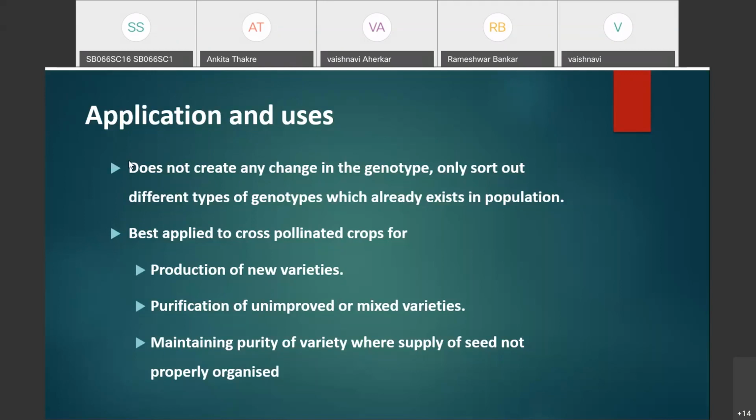Okay, this is the method which is best applied to the cross pollinated crops for the production of new variety, then purification of unimproved or mixed varieties, and the third one, maintaining purity of variety where supply of seed is not properly organized. This method is generally used in the cross pollinated crops for number one, production of new variety, number two, purification of unimproved or mixed varieties, and third, maintaining purity of variety where supply of seed is not properly organized.